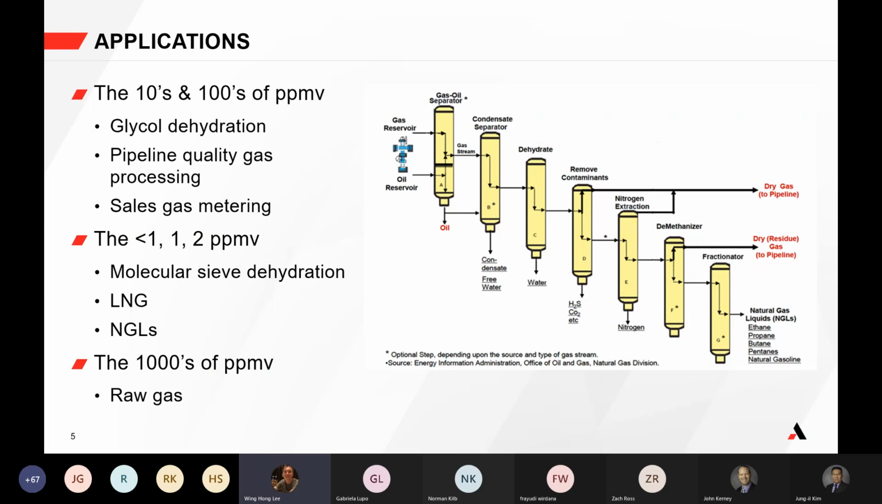To obtain very low moisture content of less than 1 ppm, required, for example, in low temperature processes like LNG, and in the quality required for some NGLs, molecular sieve dehydration is commonly used. Besides these two categories of application, we also see the occasional requirement to monitor moisture in raw gas, for example, in raw gas metering.